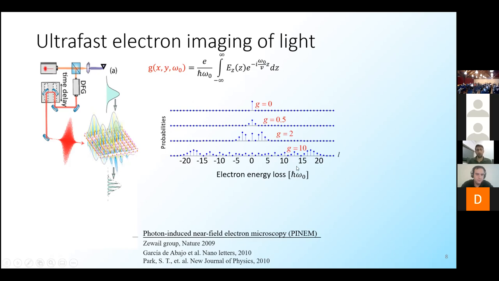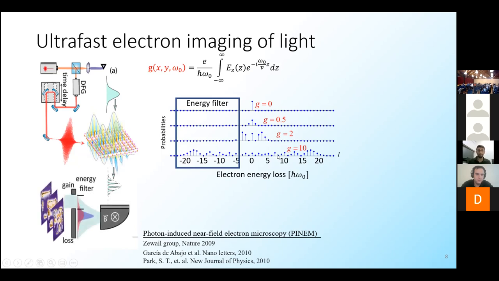So when we look at the electron energy spectrum after the interaction, as the interaction is larger, the electron energy is getting different quanta. So you see that as G is larger, the spectrum is getting wider and wider. And then in order to do the imaging, we apply an energy filtering so that all the electrons that reach our camera are the ones that did interact with the electric field in the sample.